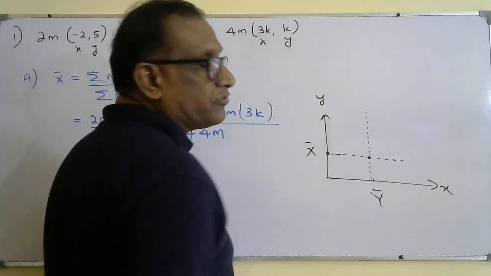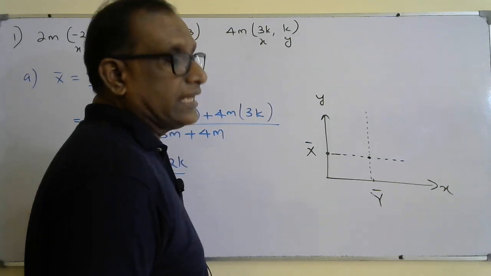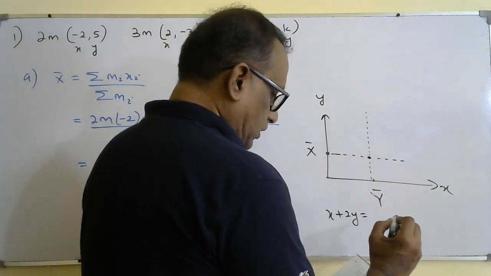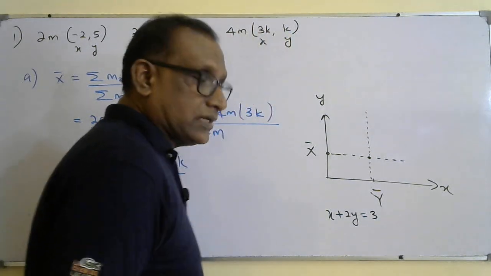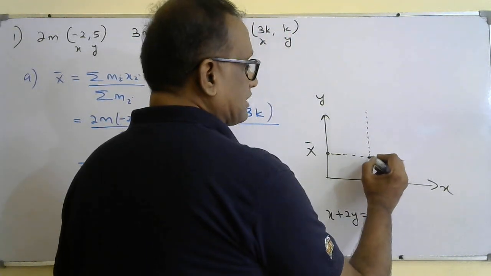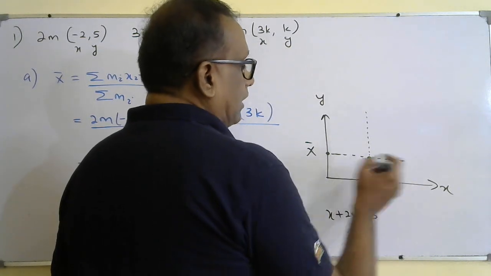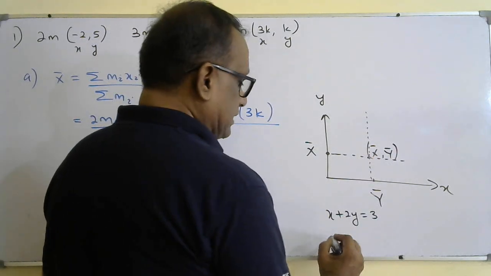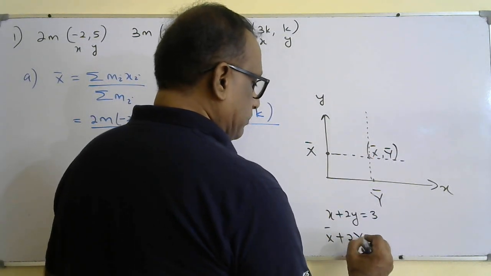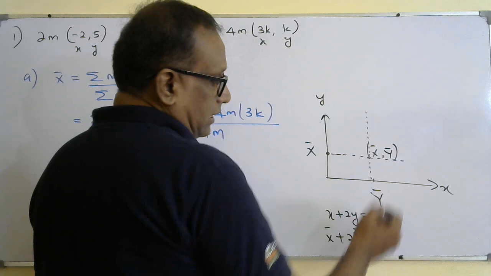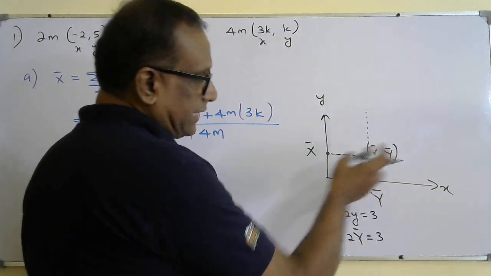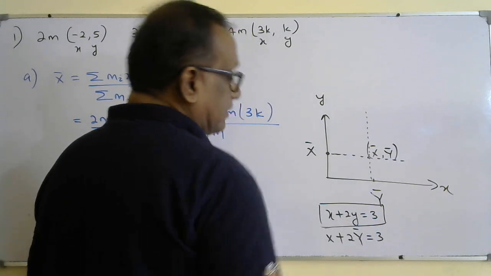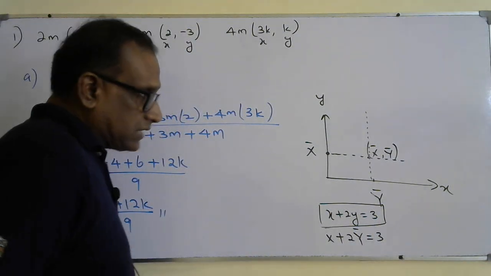Now, this point could fall on a straight line with an equation, for example, x plus 2y equal to 3. They are saying this center of mass is falling on it. So if I say the center of mass is (x bar, y bar), when I substitute these values here, x bar plus 2 y bar must be equal to 3, because that center of mass is on this line. So when I substitute the coordinates of the center of mass in this equation, it should satisfy this equation. That's the idea we are going to use now for the B part.